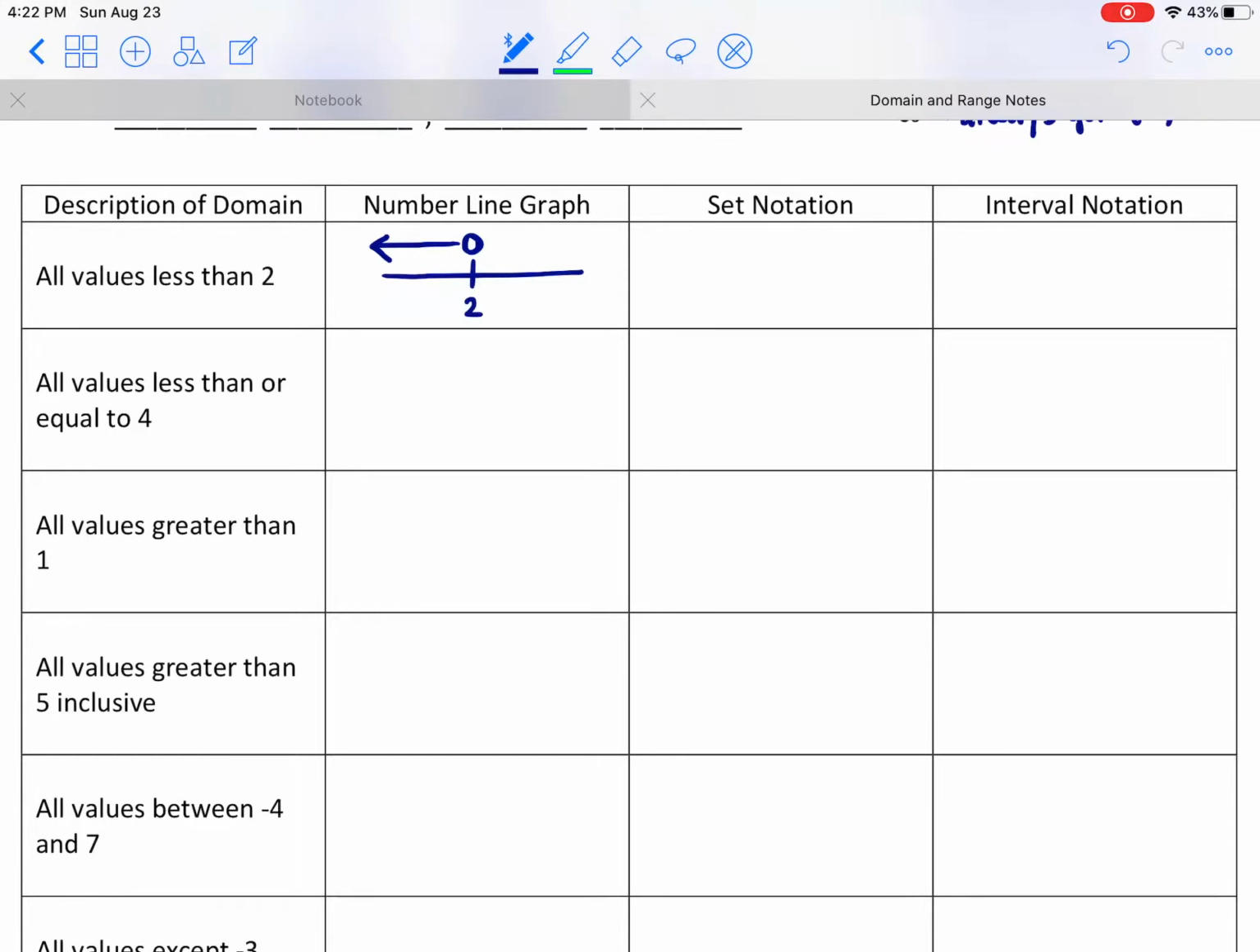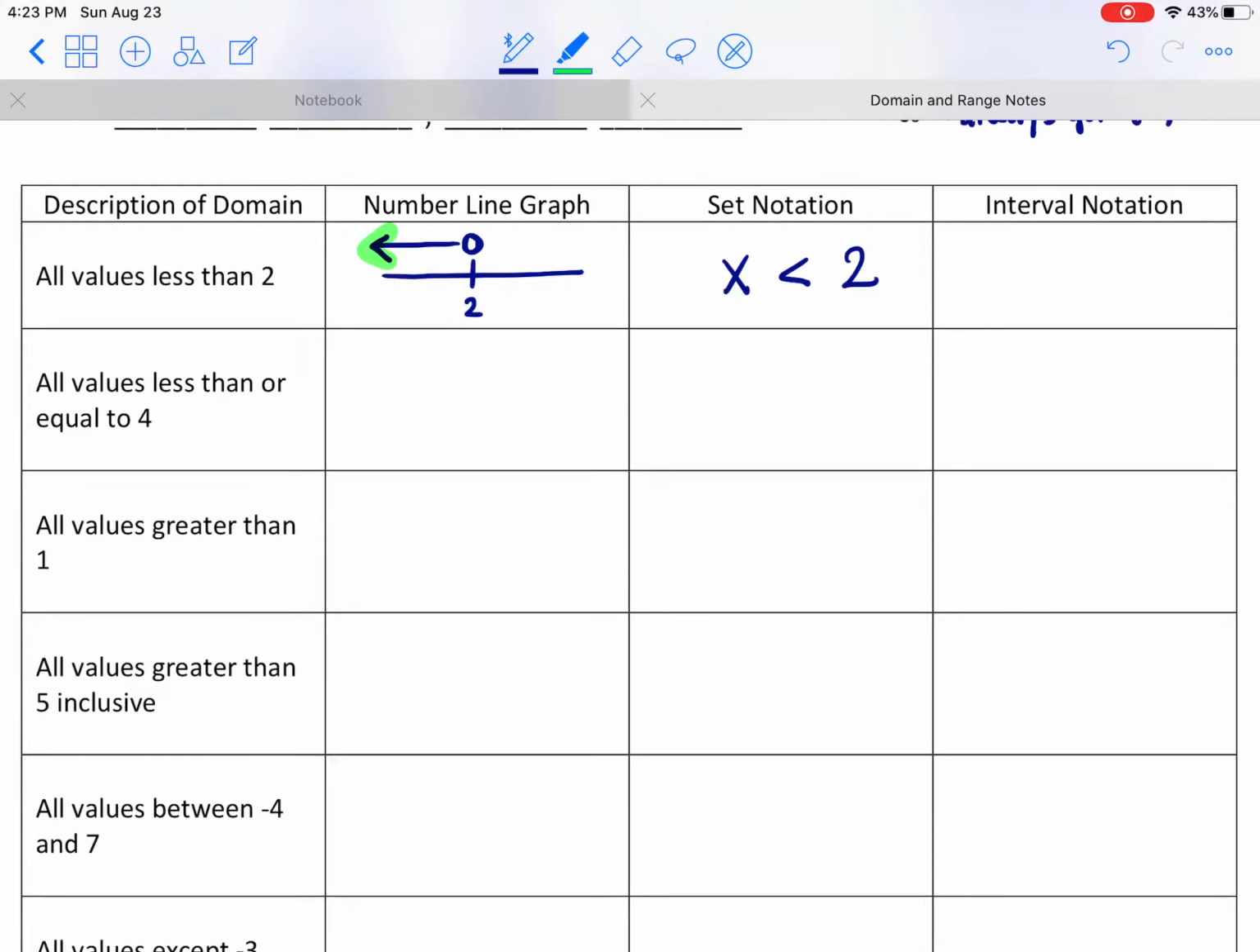So in set notation, it's pretty simple. All the values less than 2, we would say all the x's are less than 2. Okay? Now the interval is where do those x values start and stop. So these are x values. Let's read from left to right. Well, how far to the left are these x values going to go?